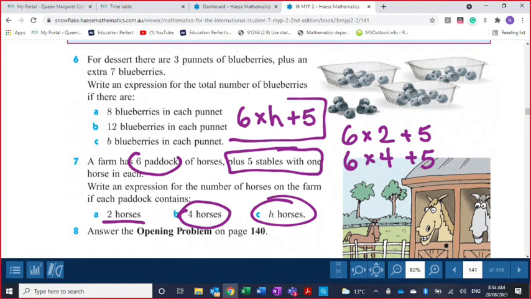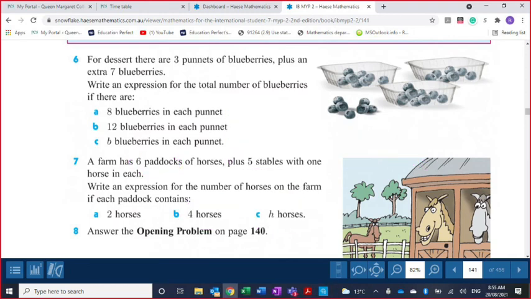Okay. Now, even though those are horses, don't put an H on that one because that's a known value. We only put the H in for the unknown values. Okay. We know how many horses there are in the stables. We just don't know how many there are in the paddock.